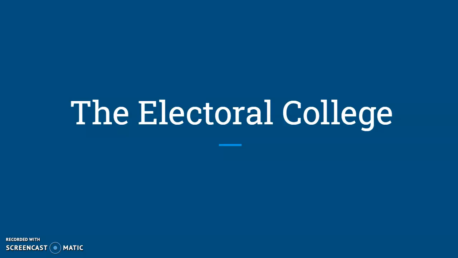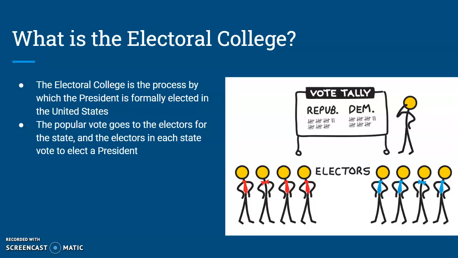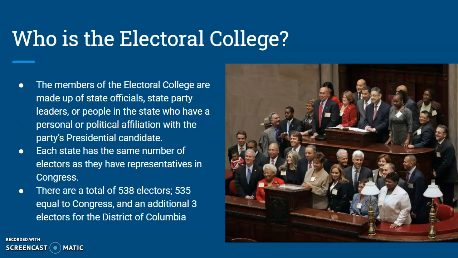Okay, so moving on into the Electoral College. All right, so what is the Electoral College? It's the process by which the president is formally elected in the United States. We have our popular vote, but to be formally elected, they have to go through the Electoral College and win. The popular vote numbers go to the electors for the state, and then the electors in each state will vote to elect a president. The electors will collect the popular vote, and then they will cast their own votes in the Electoral College.